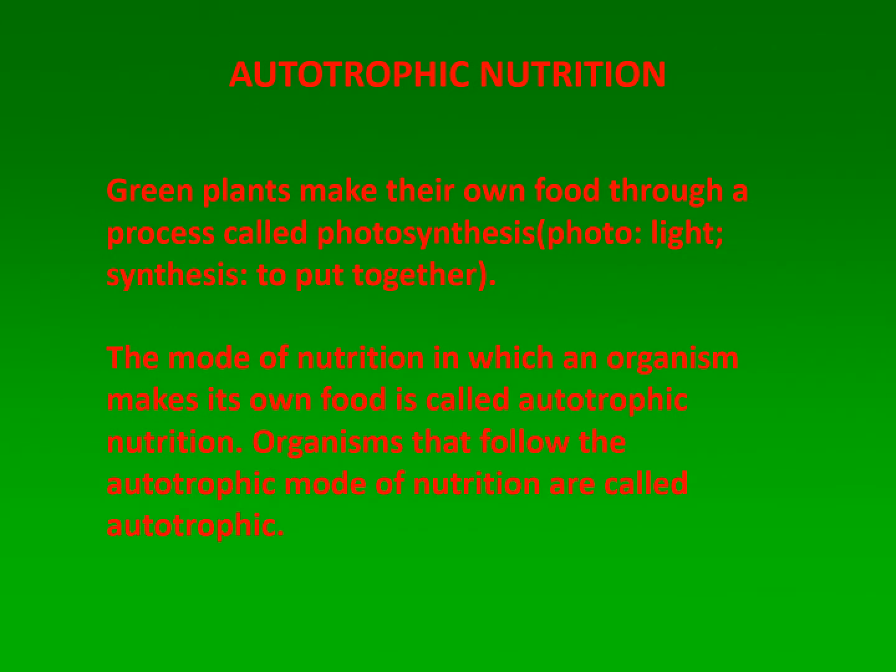Autotrophic nutrition. Green plants make their own food through a process called photosynthesis. In science language, photo means light and synthesis means to put together. The mode of nutrition in which an organism makes its own food is called autotrophic nutrition. Organisms that follow the autotrophic mode of nutrition are called autotrophs.